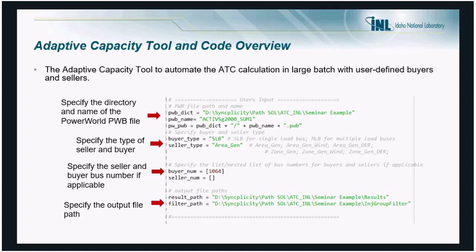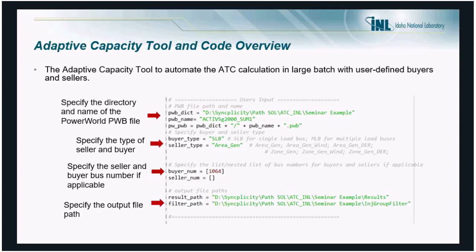And we can also, instead of the area levels, specify the stellar type to be on the zone level as well. The third step is to specify the stellar and Bayer bus numbers if applicable. In this case, we specify the Bayer number to be 1064. For the stellar, we don't have to define it because the code is going to automatically create filters to filter out all of the generators in the same area as Bayer.